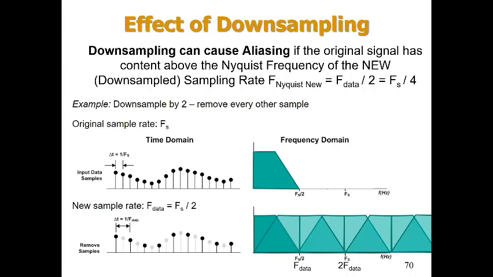So the key to doing downsampling without creating aliasing is that your original signal has to obey the Nyquist criterion for the new data sampling rate, f data. So in this case, if I'm starting at this sampling rate and cutting it in half, my original data better not have any content above half the new sampling rate, which would be down here. And all that is above that is going to alias in when I do the downsampling.